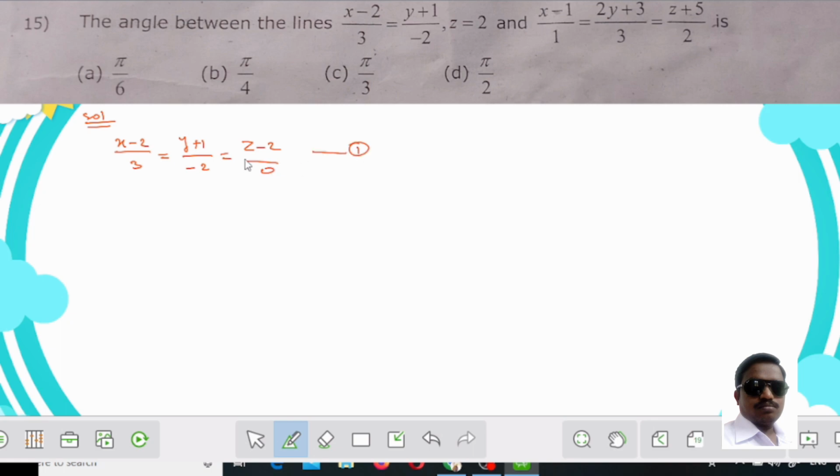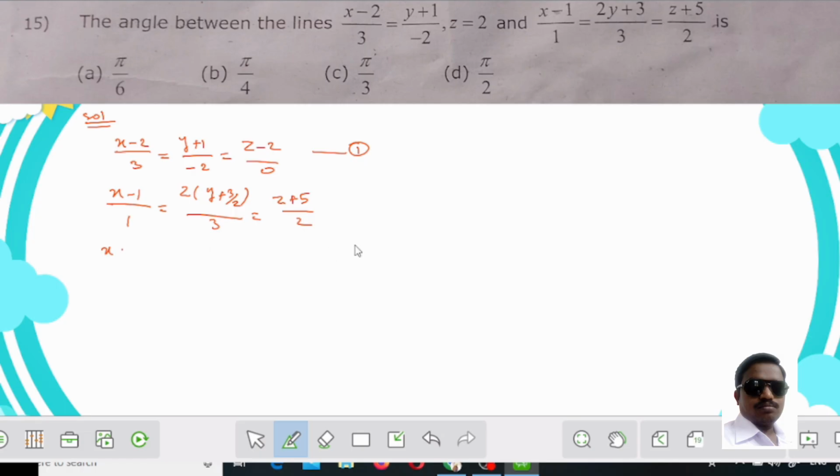This is the first straight line. From this, the direction ratios of the first straight line are 3, minus 2, 0. Now the second straight line, here also there is an irregular format. There is a 2 there, so you simplify this: (x minus 1) by 1 equal to, you get 2 common in 2y and 3, 2 into (y plus 3 by 2), by 3, equal to (z plus 5) by 2.